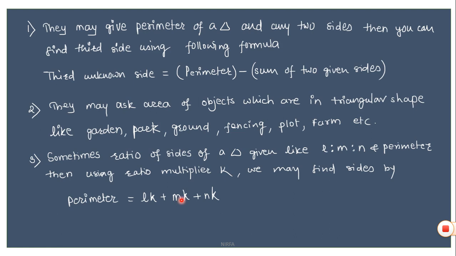And once you got the K, then the first side of the triangle is LK. Second side's length is MK, and third side we can calculate as NK. And once you got three sides, enjoy the Heron's formula.